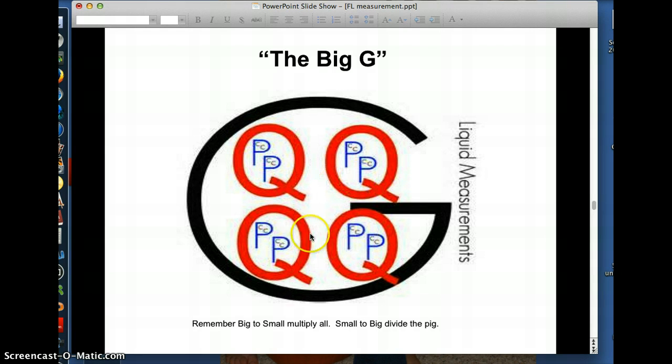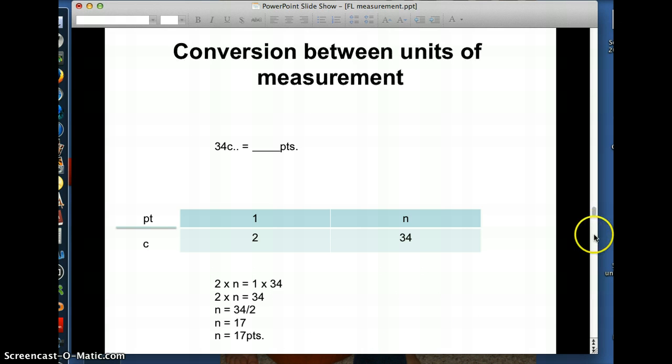So I can take this and use this if I want to go from cups to gallons, because inside of it, if there are 4 cups in each quart, and there's 4 of those, so it's 16 cups in a gallon. Or pints, there are 2 pints in each quart, there's 4 of those, that makes 8 pints in each gallon. Or you can go the other direction. So remember, if it's going from a big unit to a small, multiply all. Going from a small unit to a big, divide the pig. Or of course, you could use conversion between unit measurements using the box method.